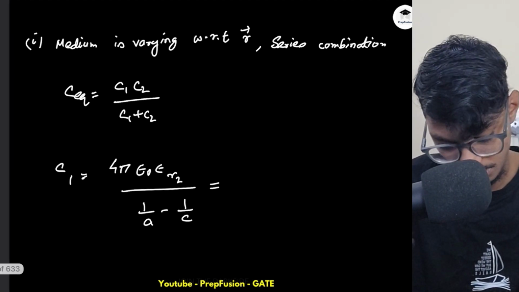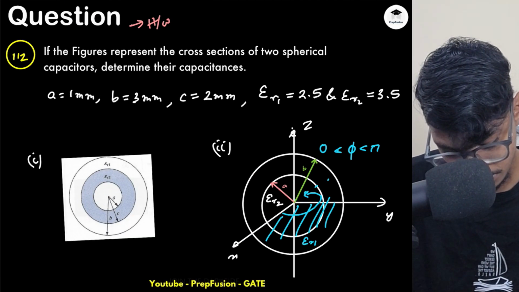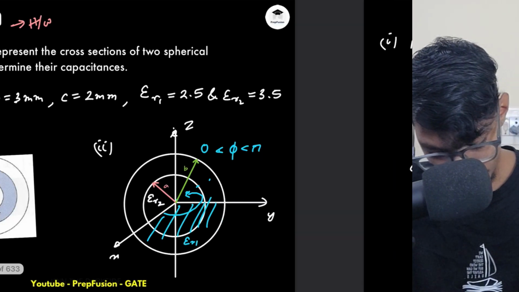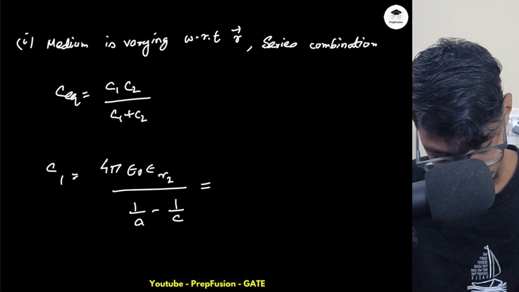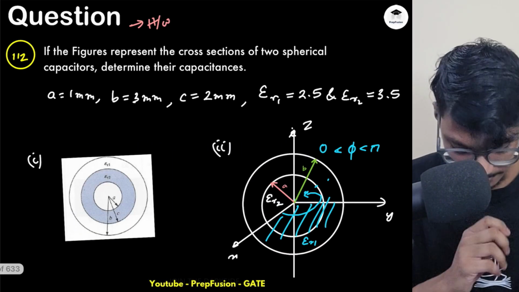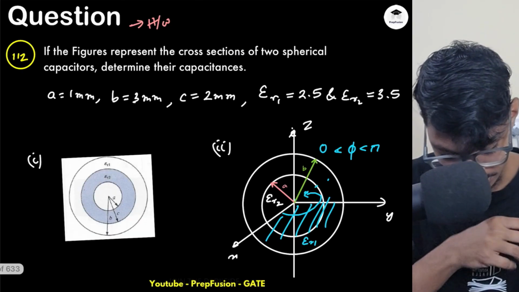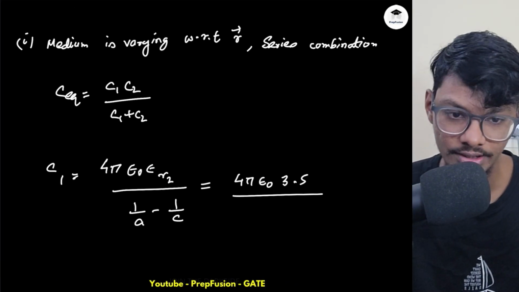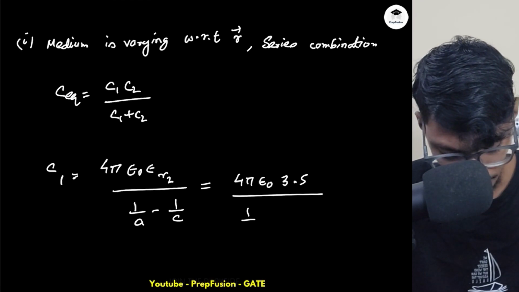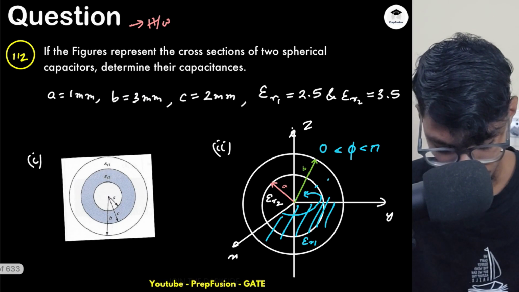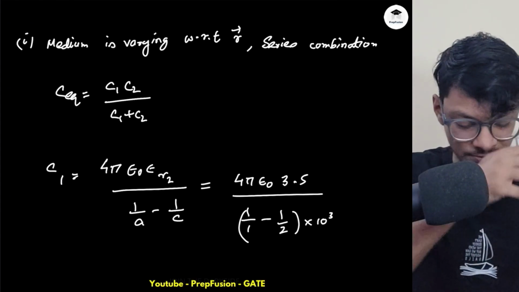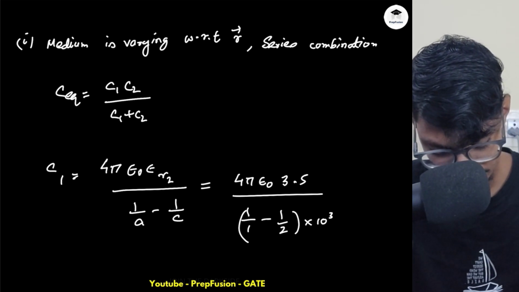Okay. So what is epsilon R2? Epsilon R2 is 3.5 simply. So we will place that value. So 3.5 times 4 pi epsilon naught divided by 1 by A. Now this is in millimeters, so I will keep it in millimeters for now. Later on I can change, or we can do it in meters as well. I am doing it in meters. 1 by 1 minus 1 by 2, into 10 cube, because it was in 10 raised to the minus 3. So this is the equation.